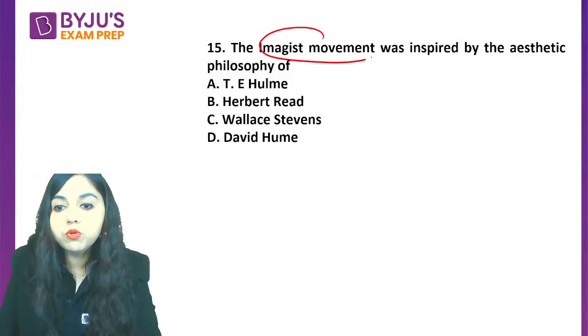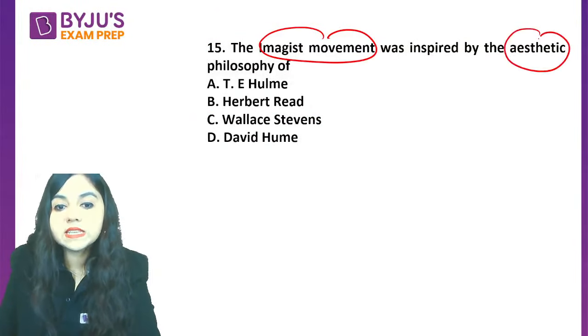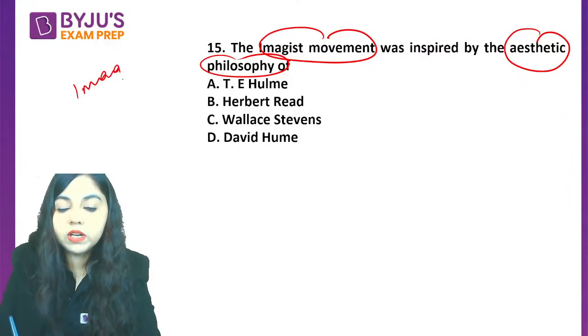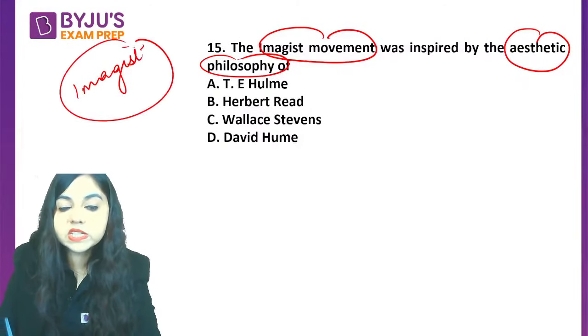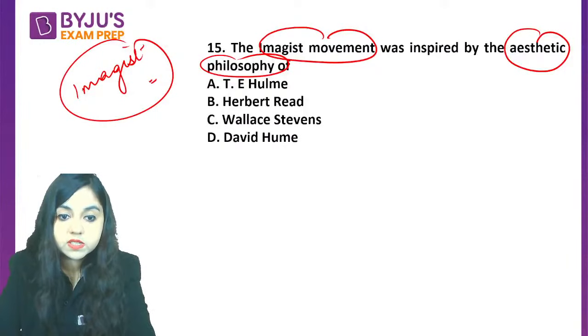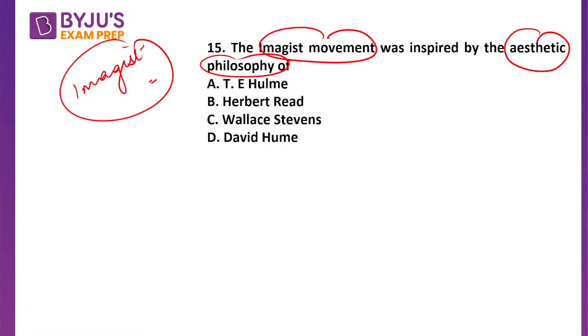The Imagist movement was inspired by the aesthetic philosophy of the Imagist poets. Again, these are important categories and these questions are still coming. That is the reason I'm saying poetry is where a bulk of your questions are concentrated, and it's a very scoring unit. It's not difficult to score altogether. What is the right answer here? Let's just see.